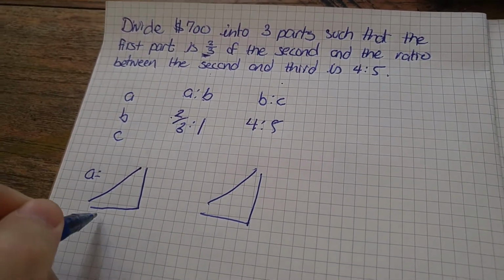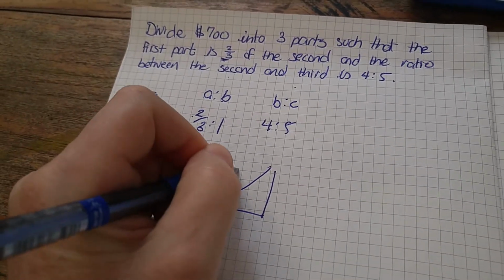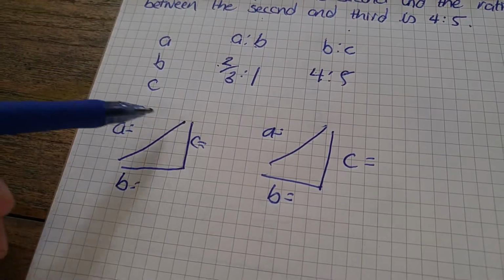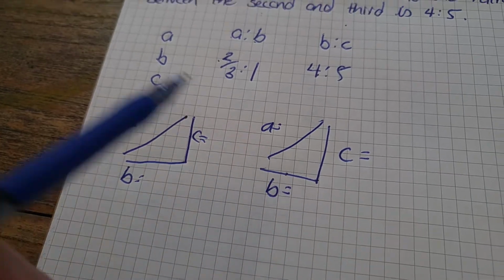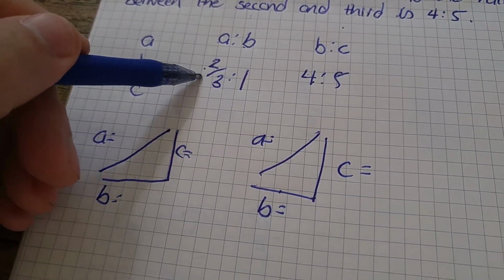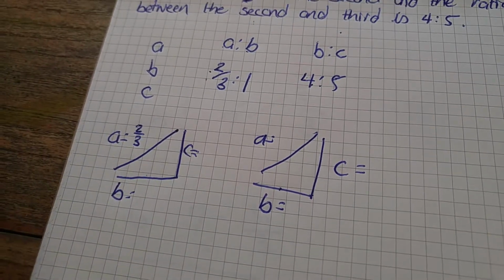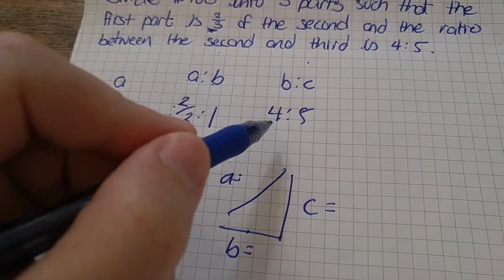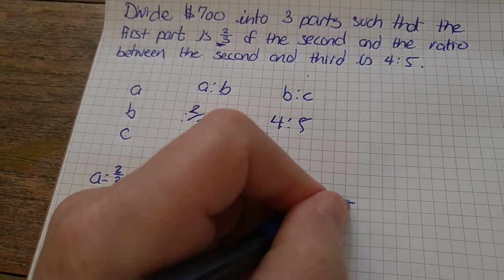So we've got A, B, and C. A, B, and C. Make sure that they're identical triangles in proportion to each other. So just fill in the information. We have A equals 2/3, and B equals 1, and on this side B equals 4, and C equals 5.